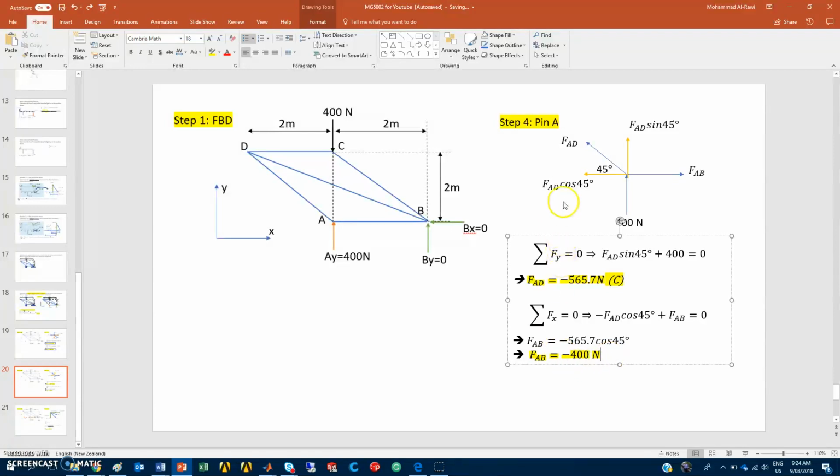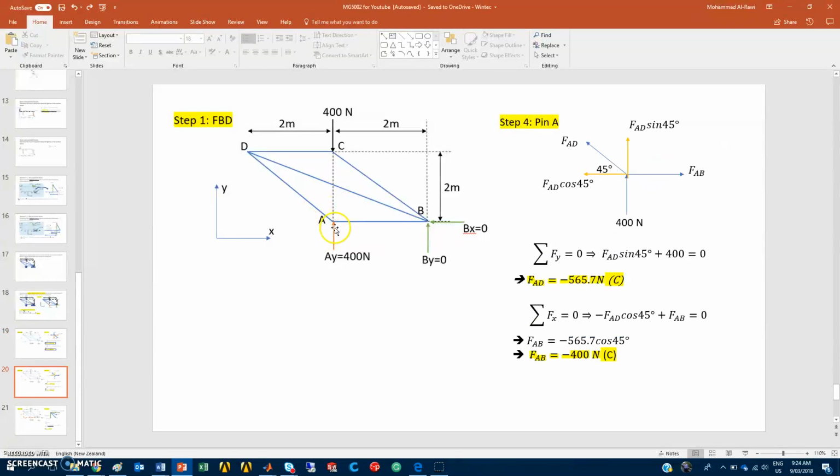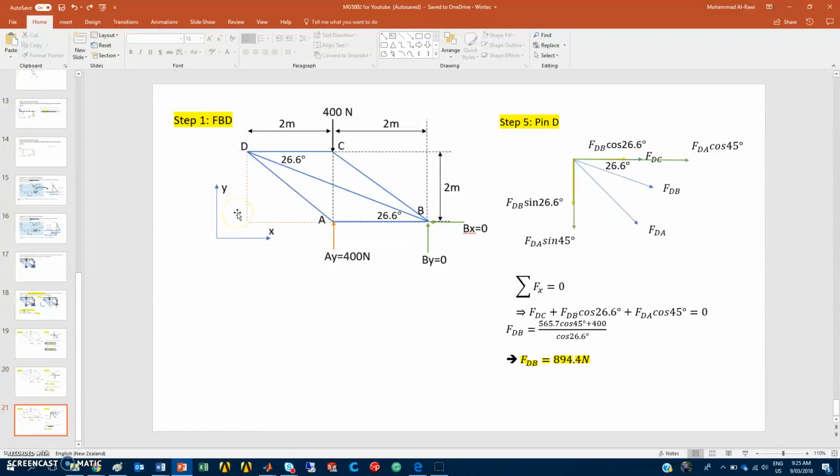So if you look at FAB, it's supposed to go in that direction. So it's applying as a compressive support in my solution. So this is to find the member forces for AB and AD. Now, we did first pin C, we did pin A, now we go to either pin B or D. So I'll start with step 5, pin D.